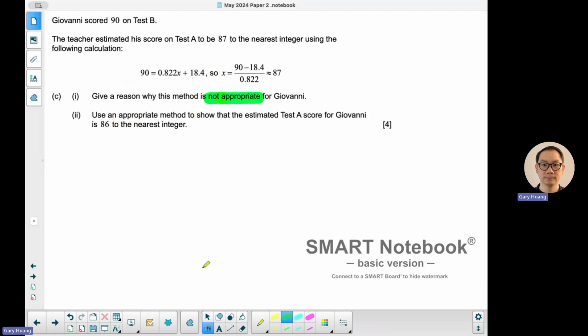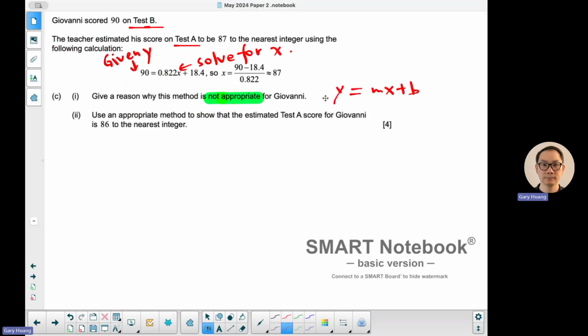You say, oh, why? Well, you see, you are given the test B score, and you're asked to estimate the test A score. So basically, what you're doing here is you're given Y, and you're trying to solve for X. Well, in that scenario, we should not be using the line of best fit where Y is equal to mx plus b. This is Y on X. We shouldn't be using that.